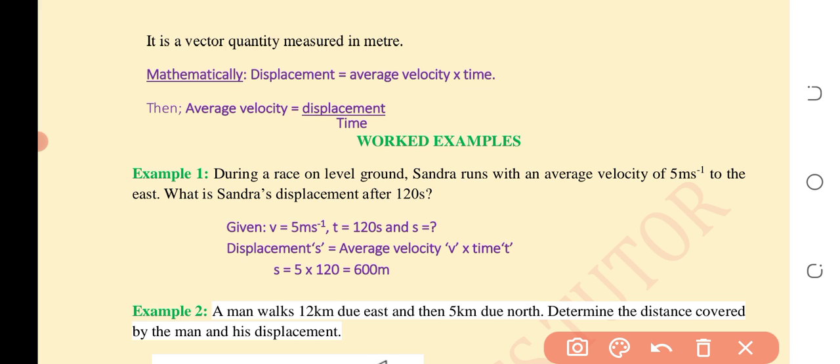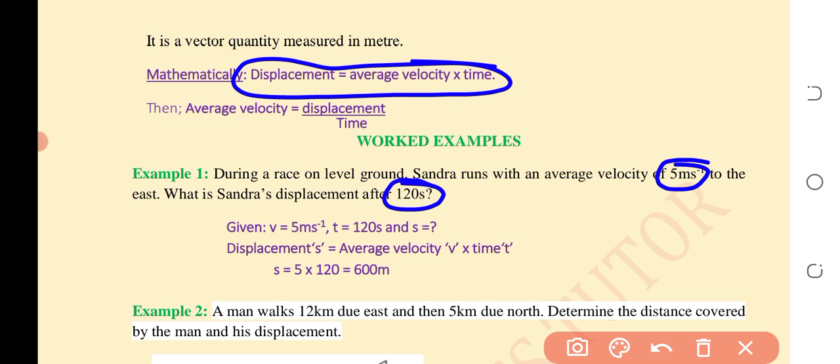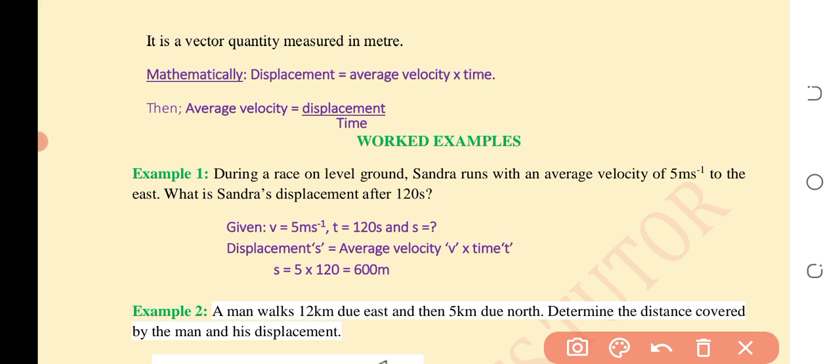With what we have here, we have the velocity of Sandra to the east, and we have the total time spent by Sandra while running. So we can make use of this equation, where displacement is equal to average velocity multiplied by time. Using that, we have the value of our displacement to be equal to 600 meters for that particular question.